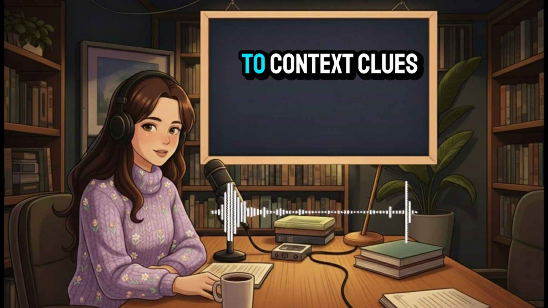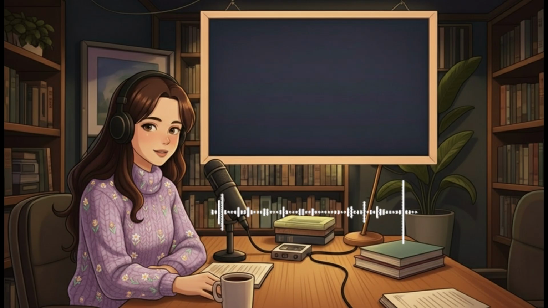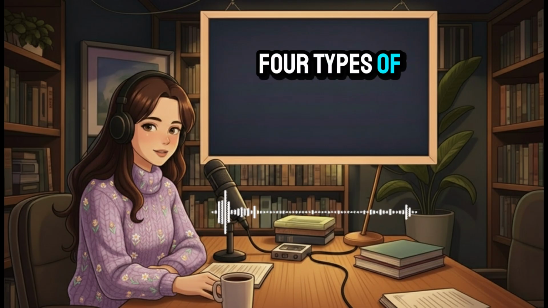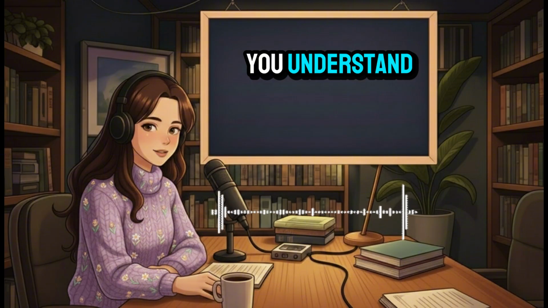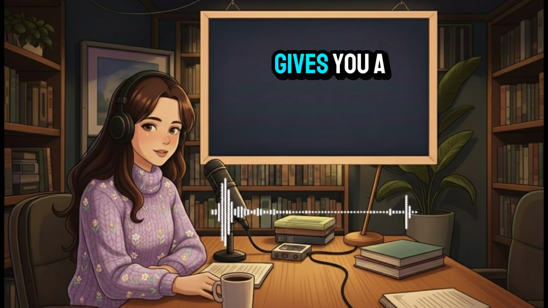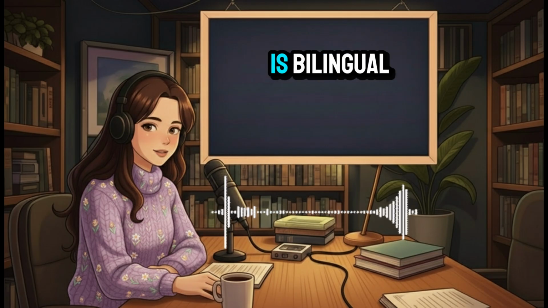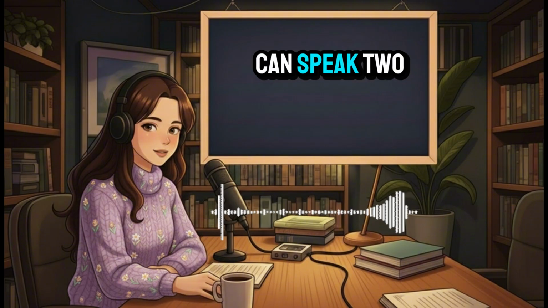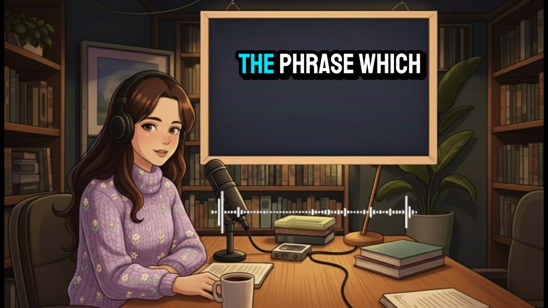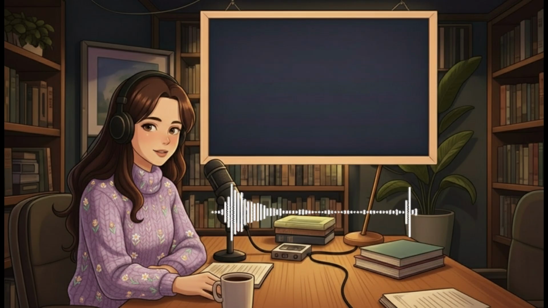Now let's shift to context clues inside sentences. There are usually 4 types of clues that help you understand new words. First, sometimes the sentence gives you a direct explanation. For example, she is bilingual, which means she can speak 2 languages. The phrase which means tells you the definition immediately.